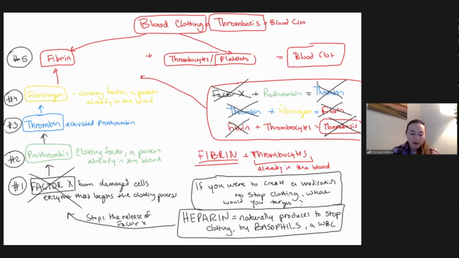Somebody asked about aspirin. Technically, you do not need to know this for this class, but aspirin prevents platelet aggregation. There's a process by which platelets aggregate, which is more complicated than this class, but after fibrin is formed, platelets aggregate to each other. Aspirin will keep them from aggregating to each other.